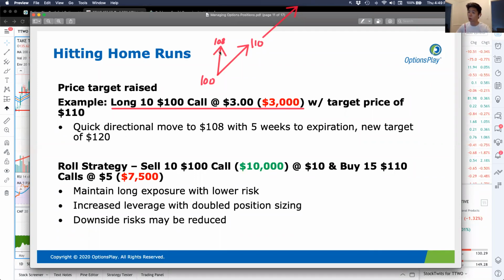So what happens is, when you get a quick move to the upside and you still have a lot of time left to go, and maybe you have new information, you think the stock's going to continue moving higher, what you could do is sell your original trade. So I sell 10 contracts. Now, because the stock made a big move to the upside, my call options are worth substantially more. So let's say I sell this full trade for $10,000. My net profit at this point is already $7,000.